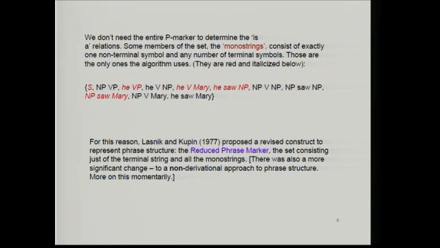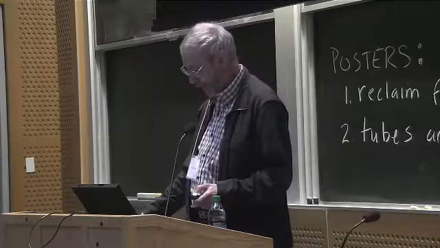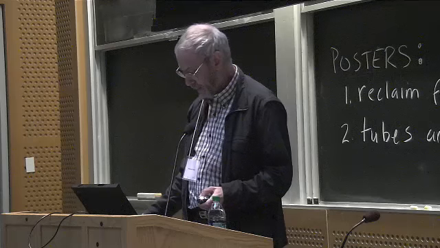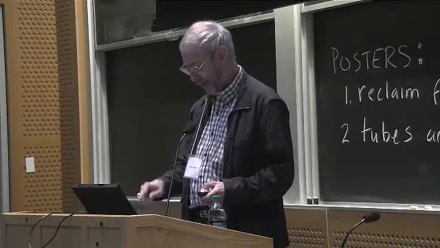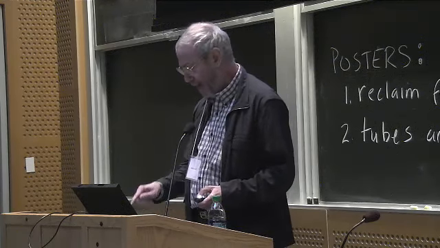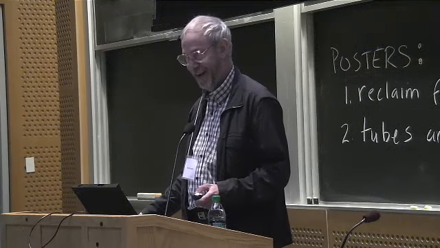For this reason, Lasnik and Kupin in 1977, in a very slightly revised version of the LSLT theory, proposed a revised construct. We called it the reduced phrase marker, the set consisting just of the terminal string and all the monostrings. There was also a more significant change that I'll return to, a non-derivational approach to phrase structure.